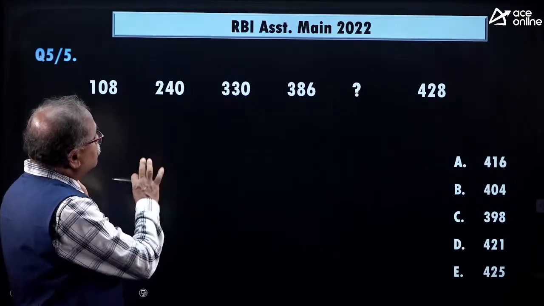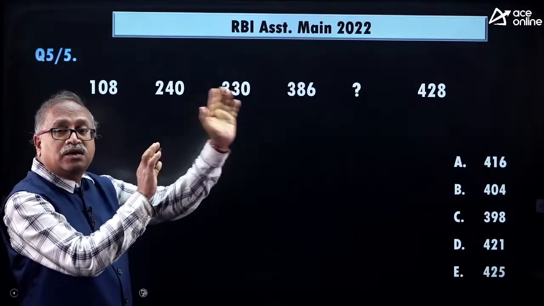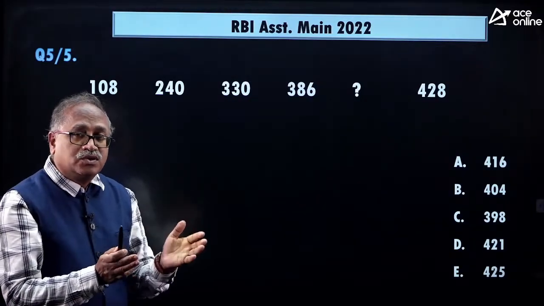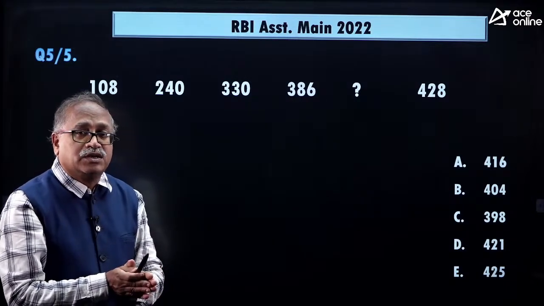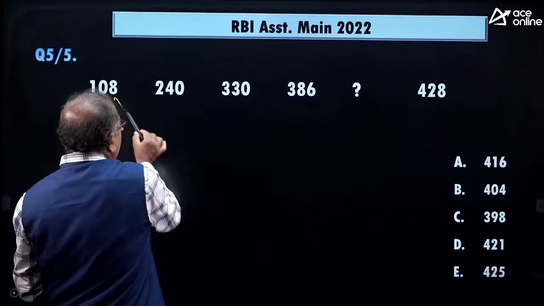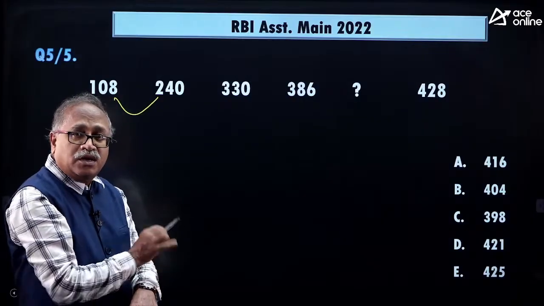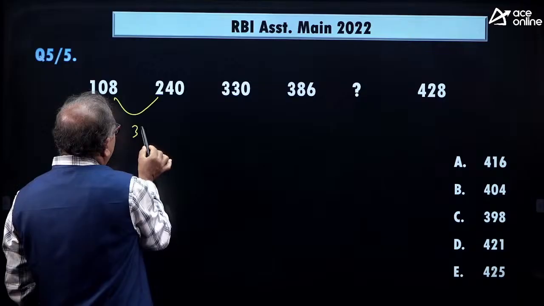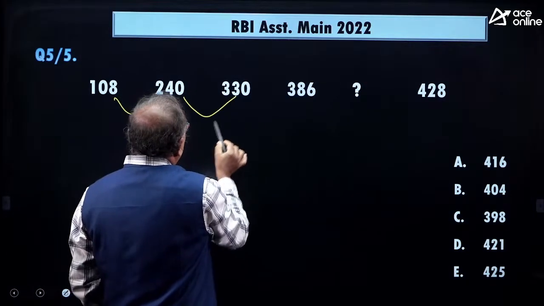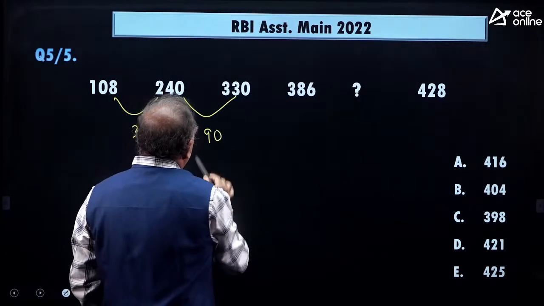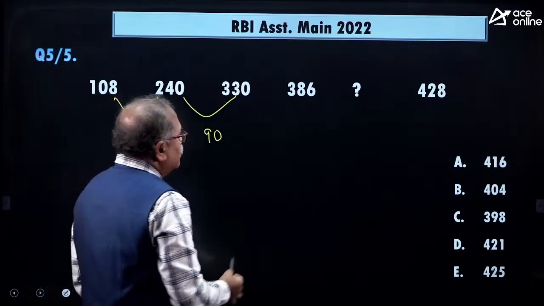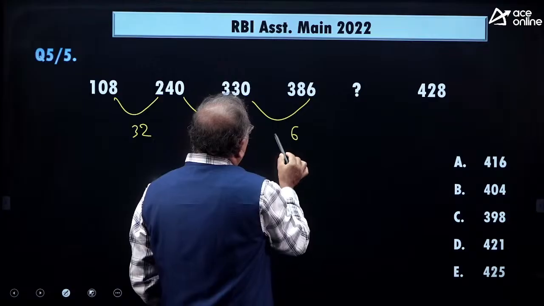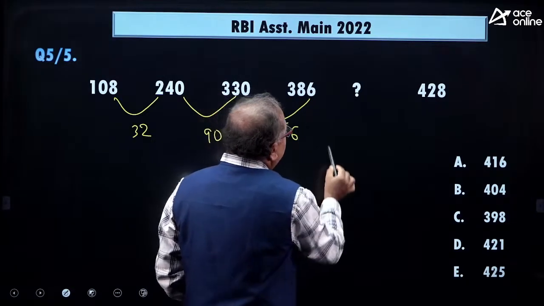Okay, my friends, how do you look at this one? The numbers are in ascending order, increasing order, and the rate of increase is low. So, obviously, it seems to be addition. So the very first part, I am not giving the time, I am just solving it. I get over here 32 is added, and I get here 90 is added. Am I right here? And over here, 56 is added.